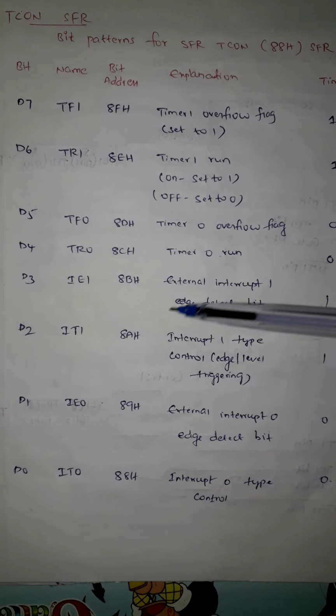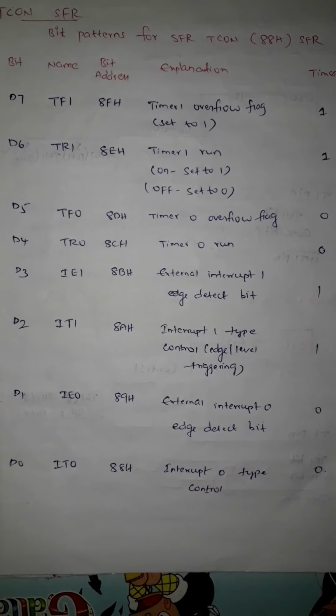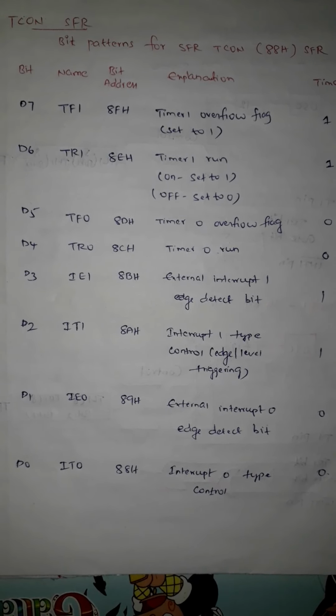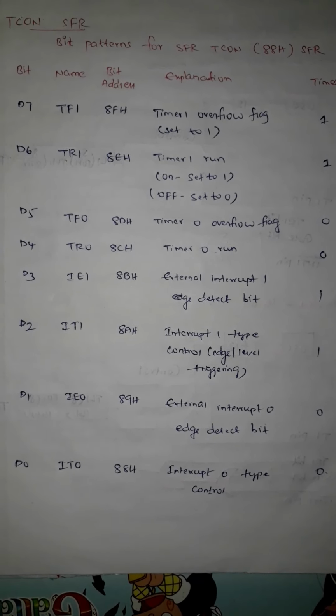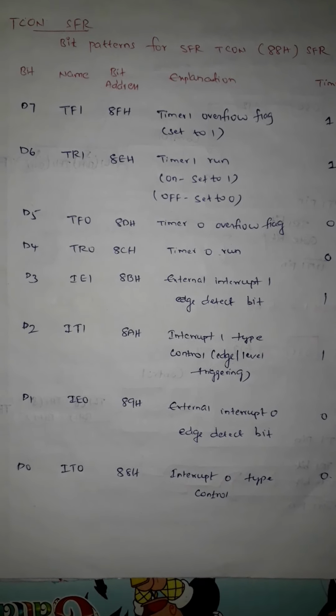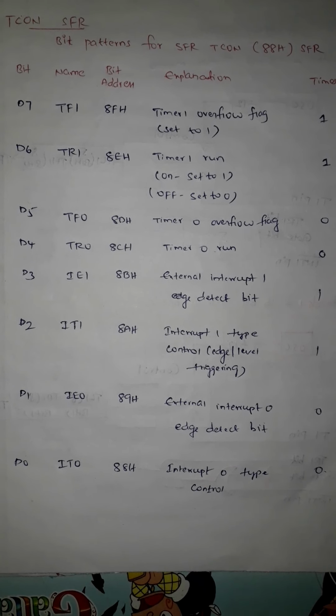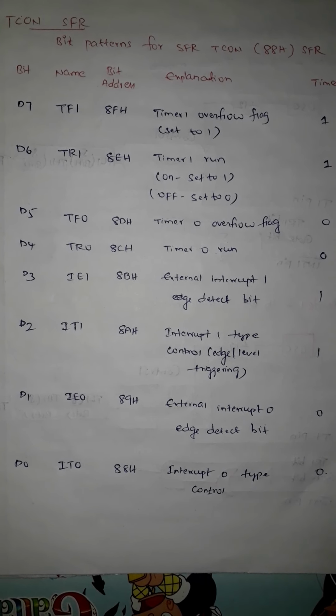And the rest of the bits, as I told you, are used for interrupts. So these are the registers that are used in the timers. So control registers and mode registers. Control registers are used to turn the timers on or off, and also they are used to generate interrupts to the controller.